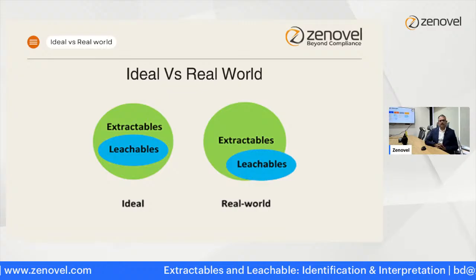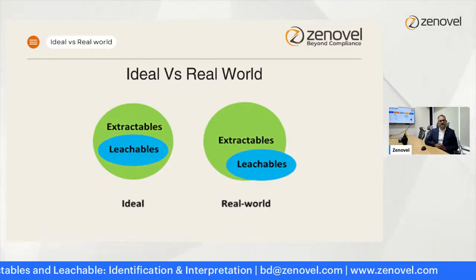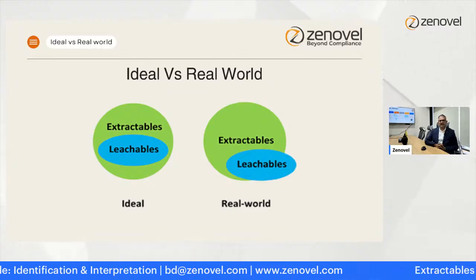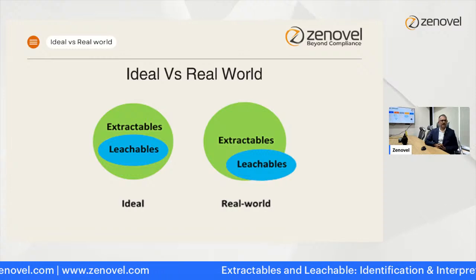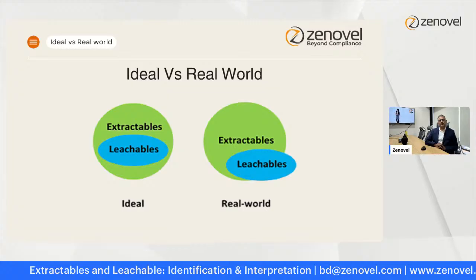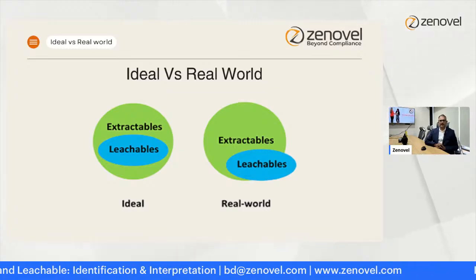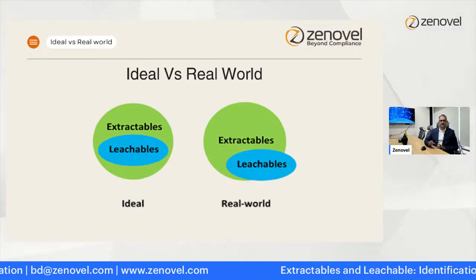Okay. So generally, as per practice, first we evaluate the extractables, and out of these extractables, we do the study for the leachables and to qualify the leachables. But in some cases, the leachables are not among the extractables. In those cases, we have to identify leachables separately from the extractables.